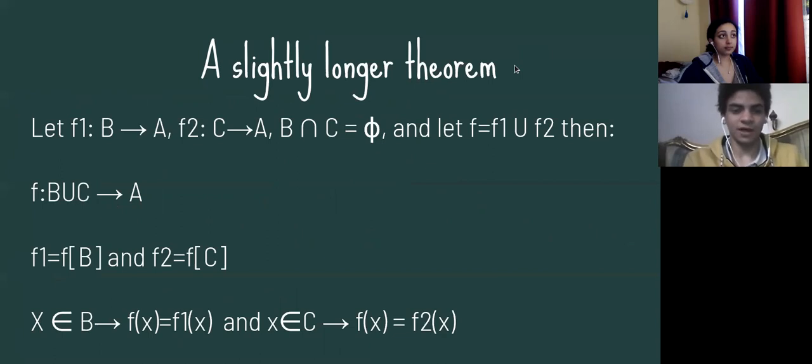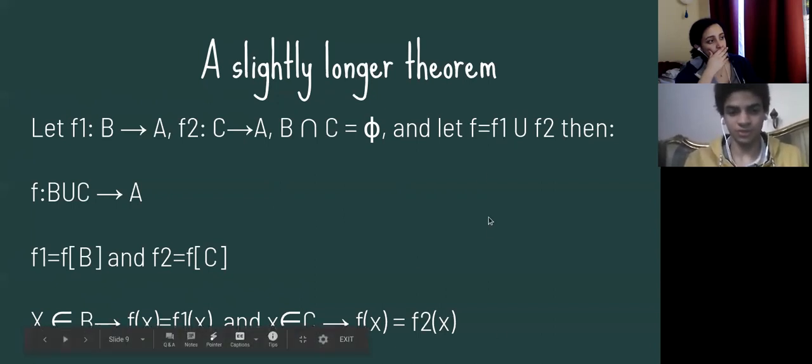So here is a longer theorem, also about restrictions, still in the same concept. Let f1 map from b to a and f2 map from c to a, and assume that b intersection c is empty, so b and c are two disjoint classes. If we define f equal to f1 union f2, then these three things hold.